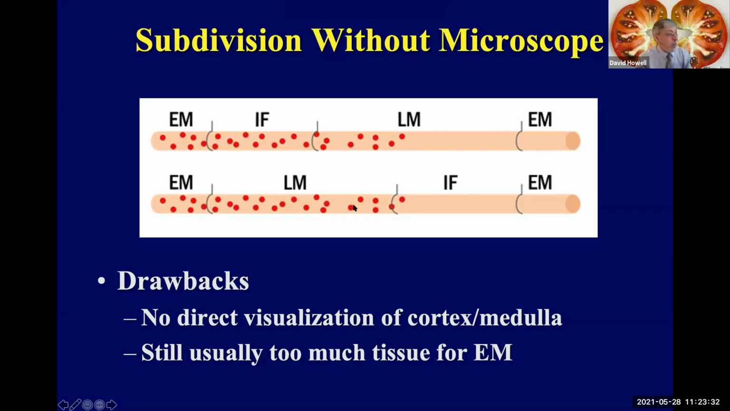The idea here is that if you have a core of tissue that contains cortex and medulla, topographically speaking, at least 1 end has to have cortex. So again, this is okay, but it doesn't allow direct visualization of cortex and medulla, so you're doing it blindly. And this is still kind of a lot of tissue for EM. If you got 2 cores, you end up with 4 EM blocks. And that's still a good bit for the EM lab to work with, although it's better than 10.